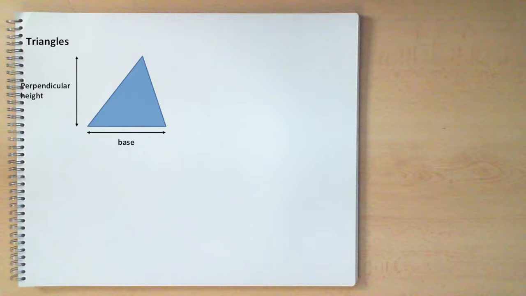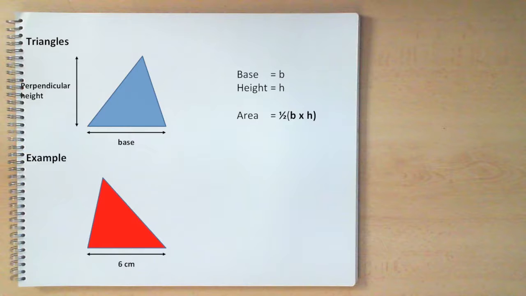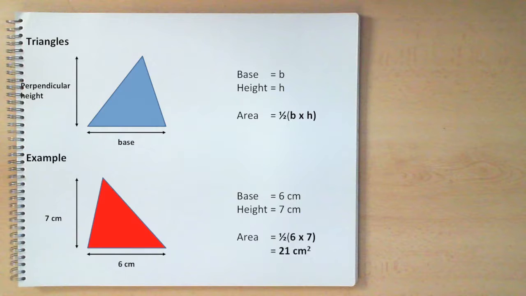Triangles have a base and they have a perpendicular height. So how far from the base to the tip in a straight line. So the base is B, the height is h. The area for a triangle is a half times the base times the height. So here's an example. I have a base of 6 centimeters, the height of 7 centimeters, area is a half times 6 times 7. That's a half times 42, which is 21 centimeters squared. The really important point here is that that height isn't necessarily the length of one of the other sides.